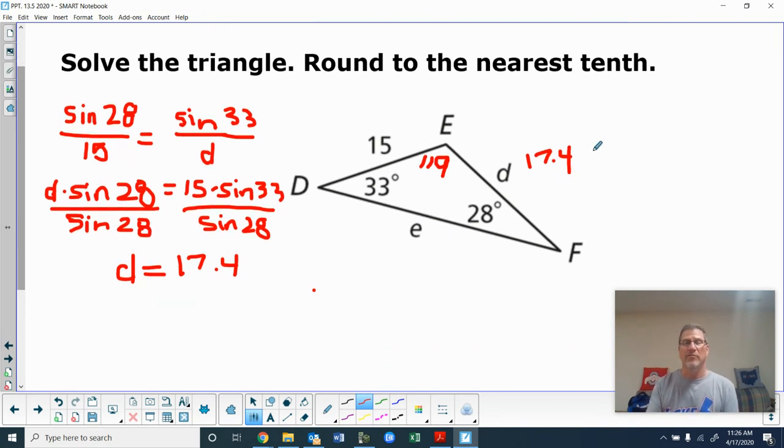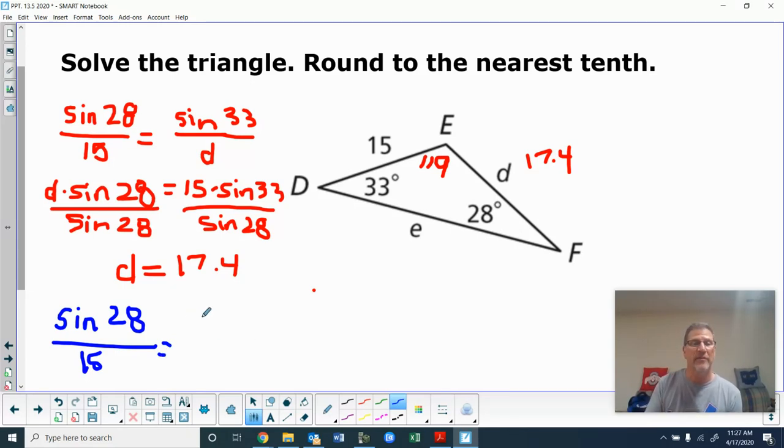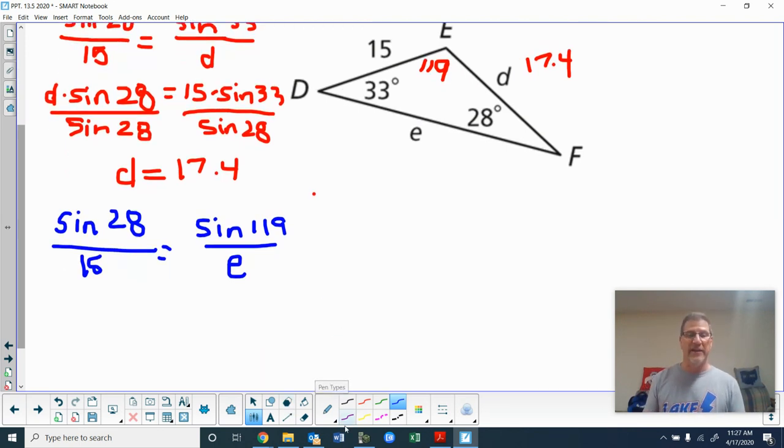And then we got two of the answers. We have to find our third answer, which would be E. So we'd set up the same proportion. Start with the sine of 28 over 15. And then it would be sine of 119. And then straight across from the 119 is the E. So remember, it's the side straight across from the angle. So cross multiply and divide.